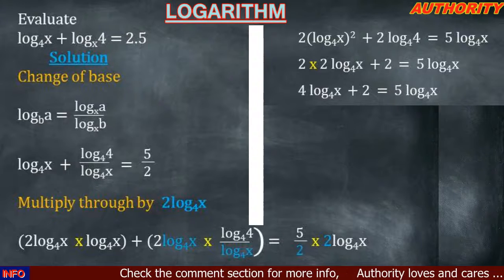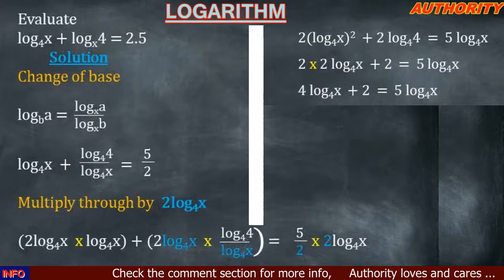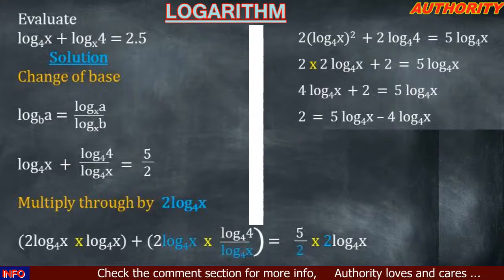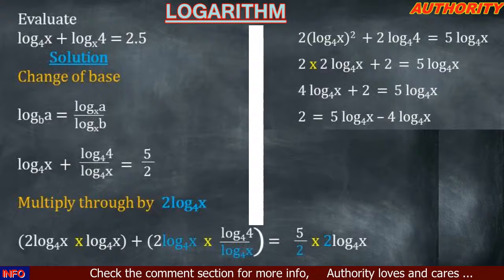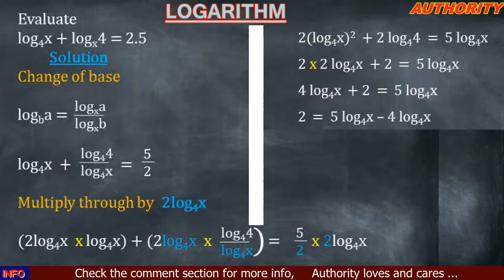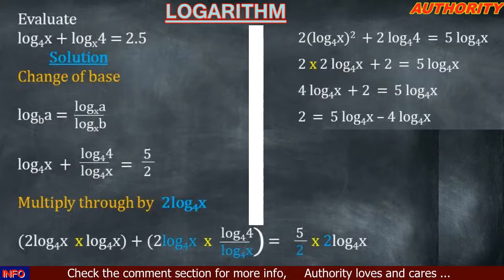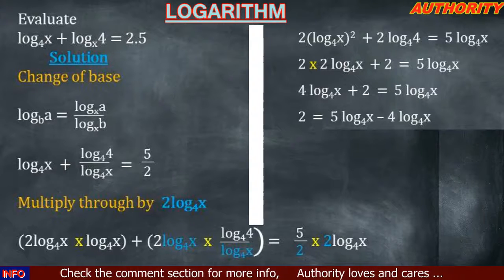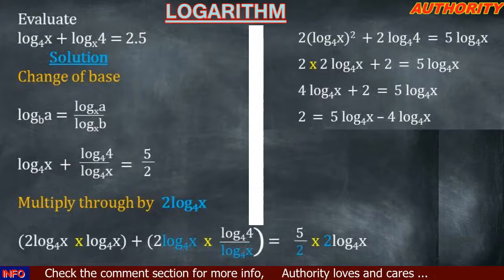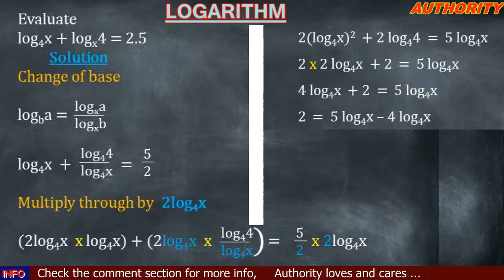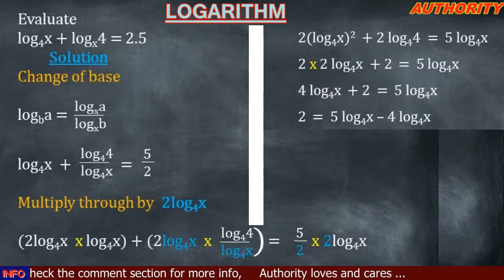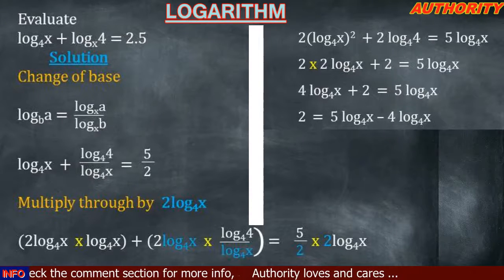Now, let's take this 4 log x base 4 to the other side. Taking it to the other side, we're going to say that we have 2 is equal to 5 log x base 4. Why? Going across, the sign will change. Then we'll have minus 4 log x base 4. Now, when you say 5 log x base 4 minus 4 log x base 4, it is going to give us 1. That is, 1 will be remaining, okay? That means you say 5 minus 4 equal to 1. So we have log x base 4.